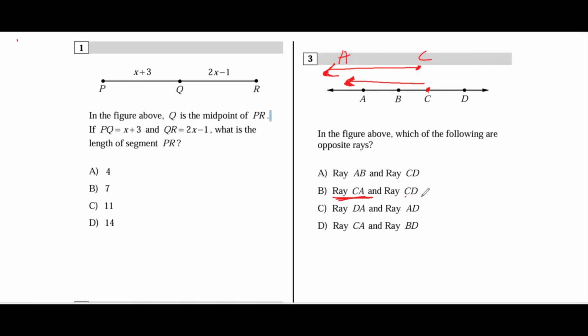Now the second one is CD. Can we say that CD is a ray? So C is that point and D is that point. Yeah, but are they equal in length? I mean, you can see that both are opposite rays. One is towards the right and the second one is towards the left. So option B is the right one for this question. The other ones are the same. Yes.